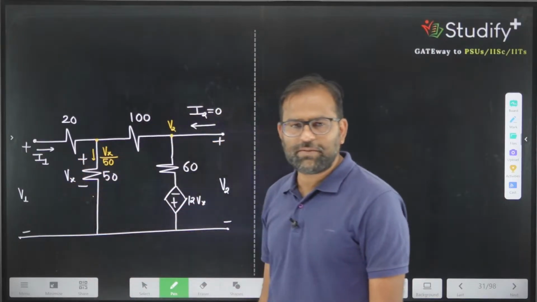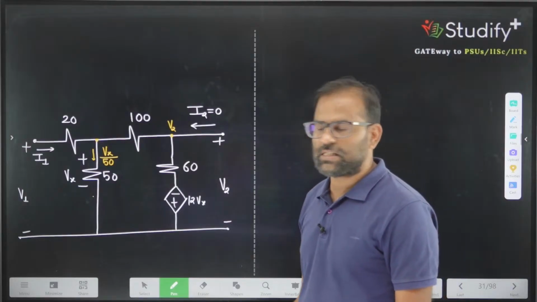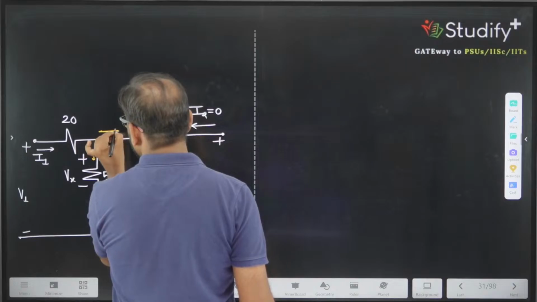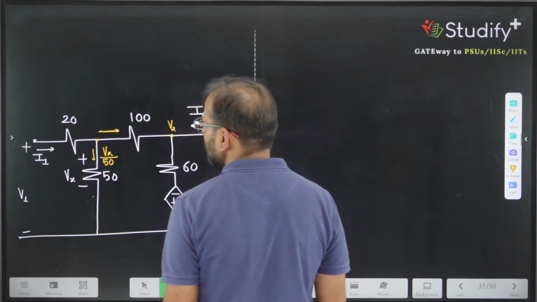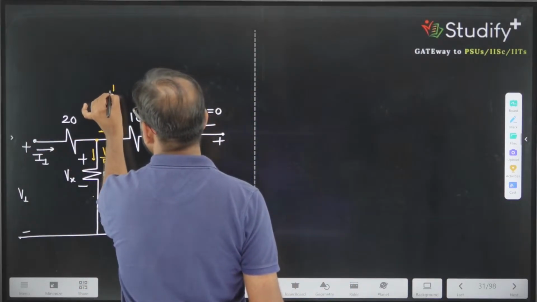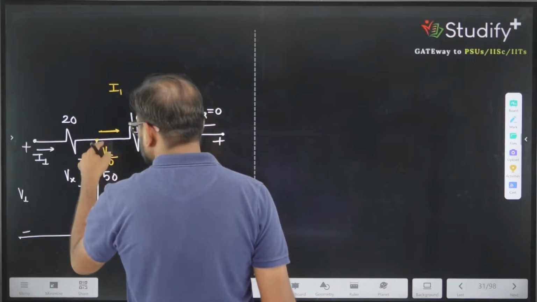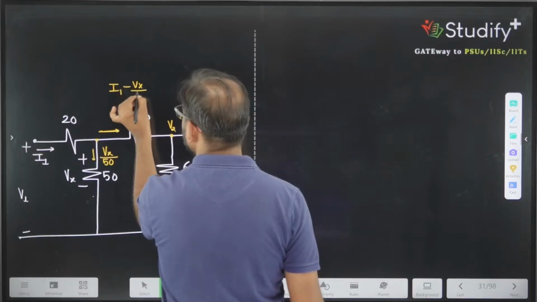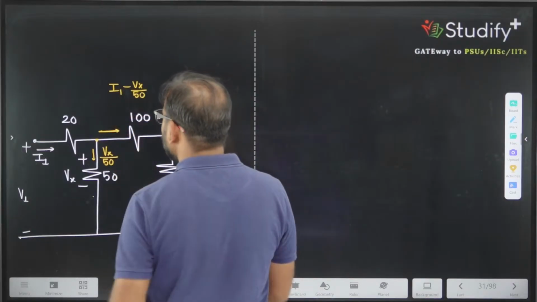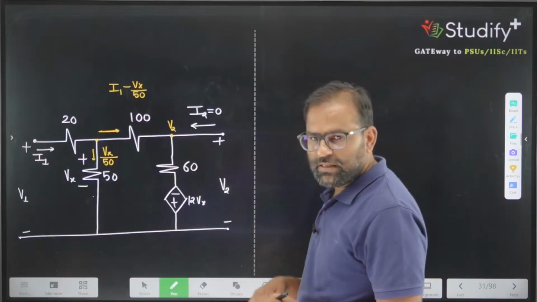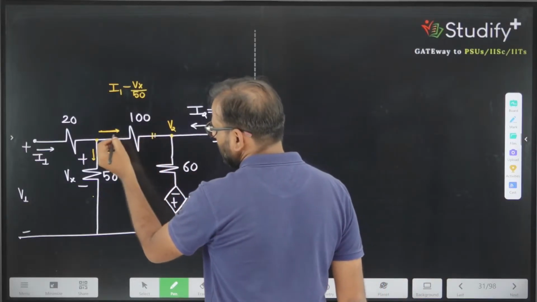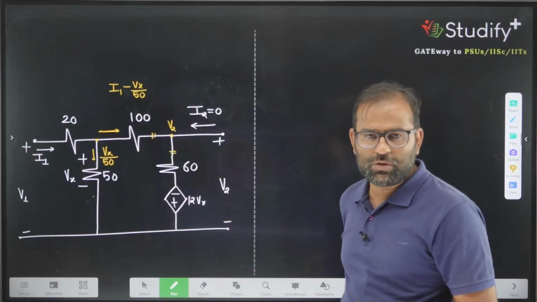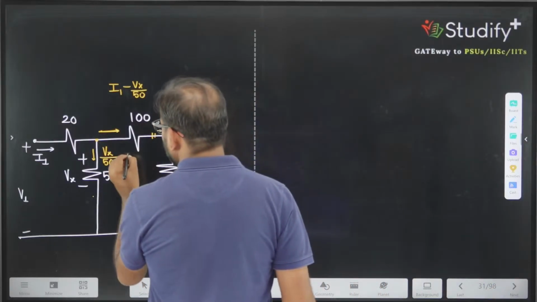Because the potential drop is given as Vx, and the resistance value is 50, what will be the value of the current flowing from here? The total incoming current was I1, and the current going away from the network node is I1 minus Vx by 50. So this is the net current which is going in both the branches. This will enter into the 100 ohm and this will flow through this branch also because we are taking I2 current equal to 0. So what will be the potential drop across?